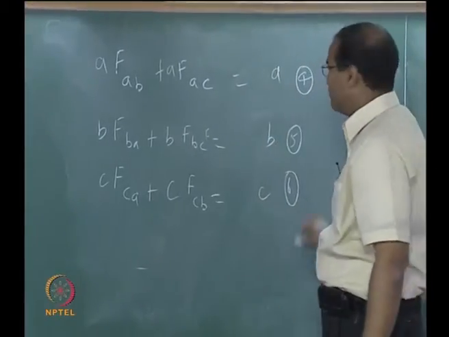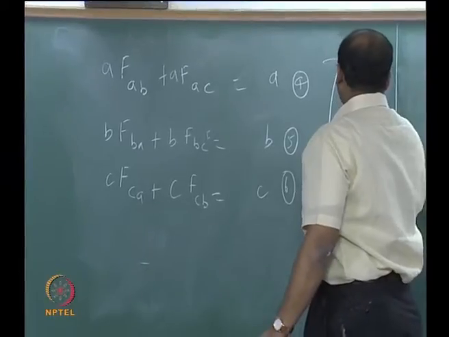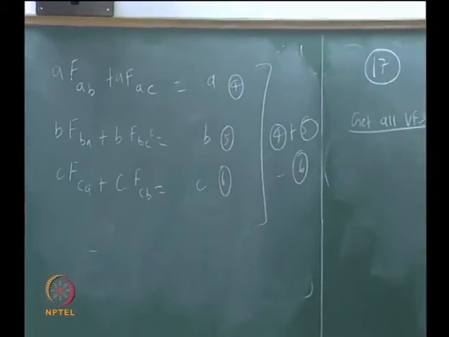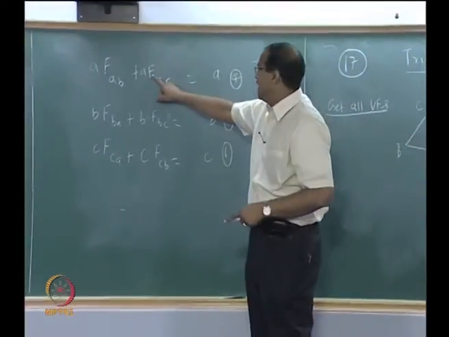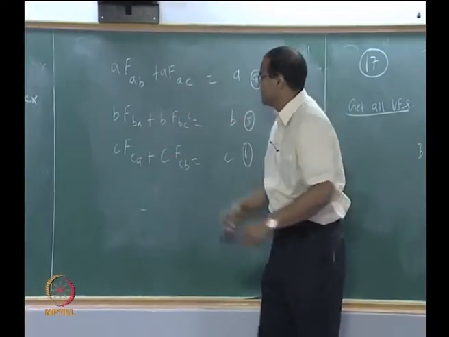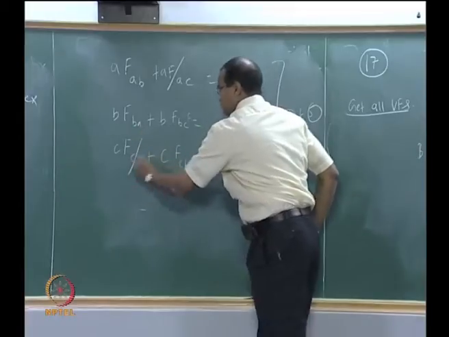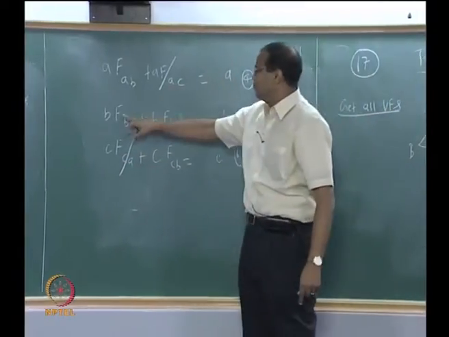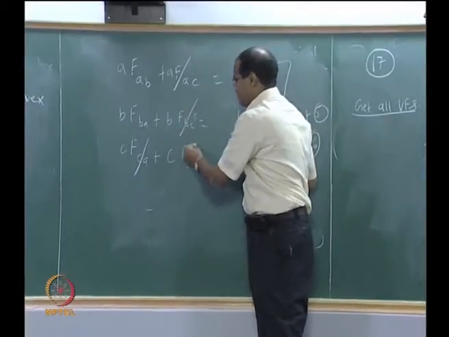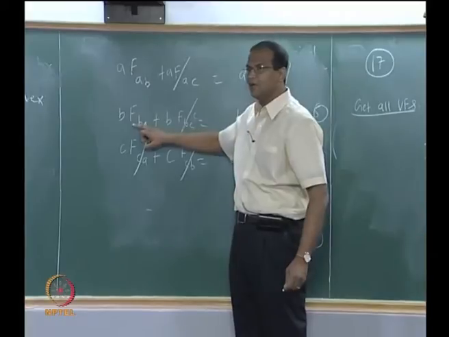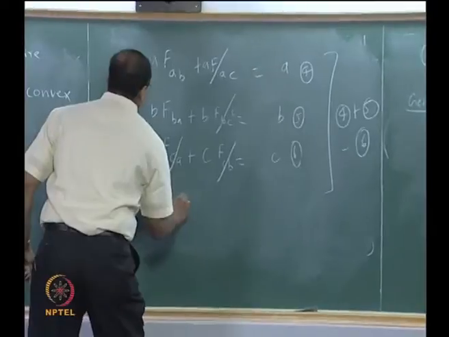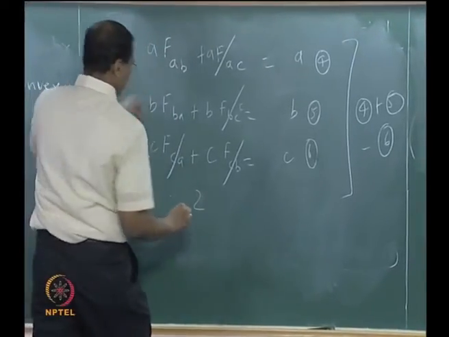I didn't do anything great now. Now I will do 4 plus 5 minus 6. What is the beauty? A FAC equal to C FCA. I am adding 4 and 5 and subtracting from 6. Therefore, these two will go. B FBA equal to B FBC equal to C FCB. This will go. A FAB equal to B FBA, that is equal to 2 times... Correct.